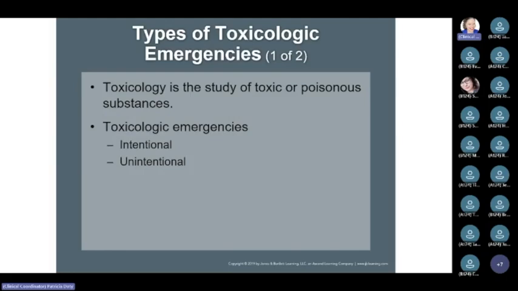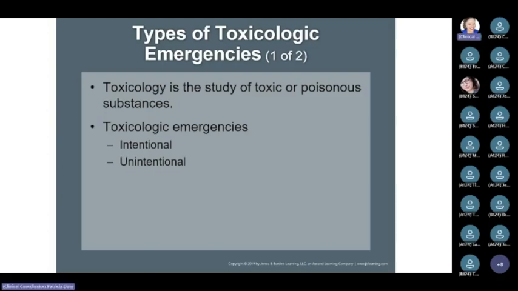Toxicology is the study of toxic or poisonous substances, and you have intentional and unintentional toxicological emergencies. So give me in the chat. Yes, thank you, Lindsay, for the poison control number. Absolutely. Go ahead and put in the chat for me some unintentional toxicological emergencies that you can think of off the top of your head. It can be anything, okay? You don't have to be super specific. An unintentional one is an accidental overdose. Tell me just a few of them real quick.